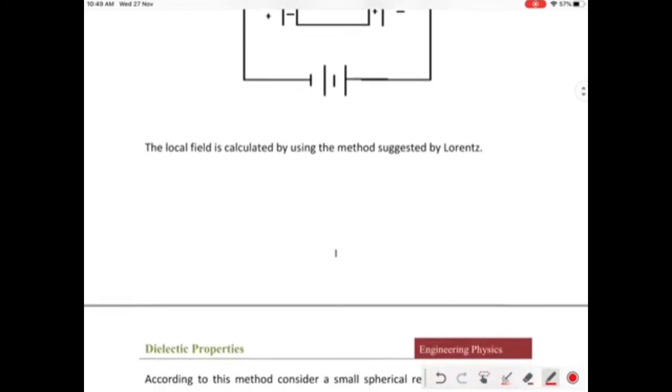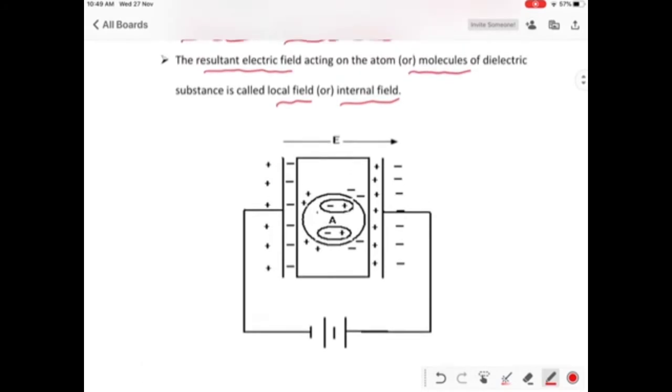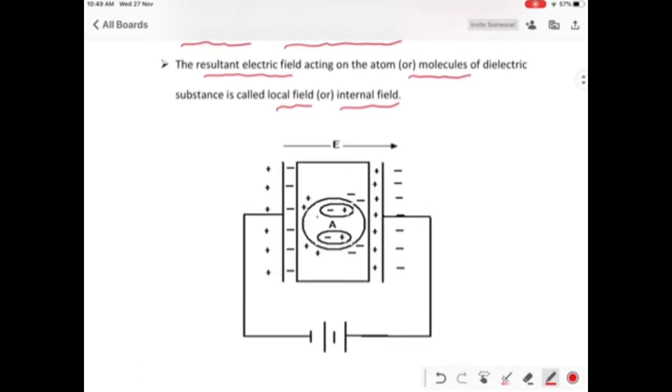This method was derived by Lorentz. So, we are deriving the local field by using the Lorentz method. In this method, we consider a dielectric material placed between two capacitor plates, one a positively charged plate and the other a negatively charged plate. The external electric field direction is from positive to negative. Now we consider one molecule at the center of the dielectric medium, at a point A.